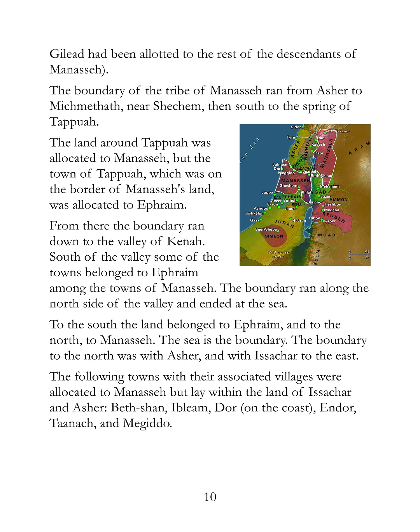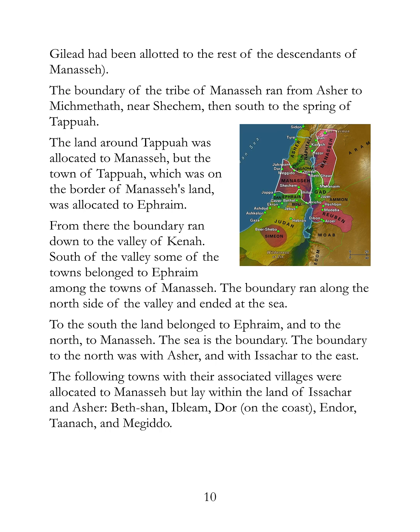The boundary of the tribe of Manasseh ran from Asher to Michmethath, near Shechem, then south to the spring of Tappuah. The land around Tappuah was allocated to Manasseh, but the town of Tappuah, which was on the border of Manasseh's land, was allocated to Ephraim. From there the boundary ran down to the valley of Kanah. South of the valley some of the towns belonged to Ephraim among the towns of Manasseh. The boundary ran along the north side of the valley and ended at the sea. To the south the land belonged to Ephraim, and to the north, to Manasseh. The sea is the boundary. The boundary to the north was with Asher, and with Issachar to the east.